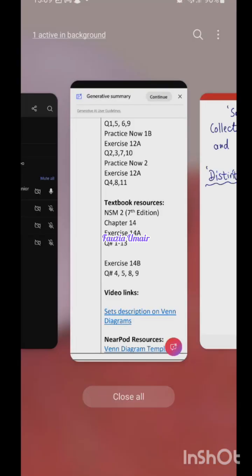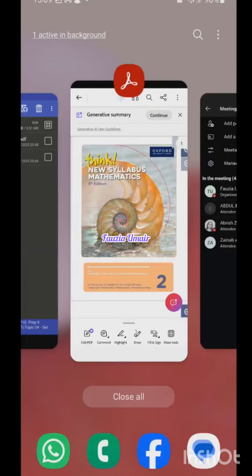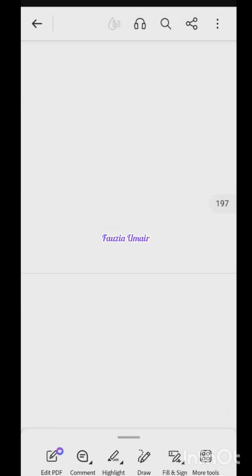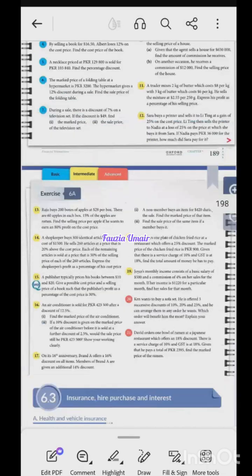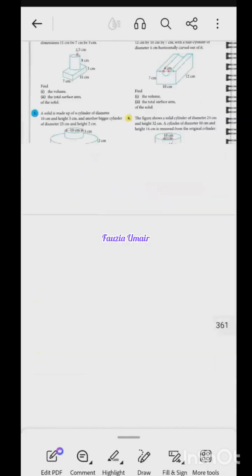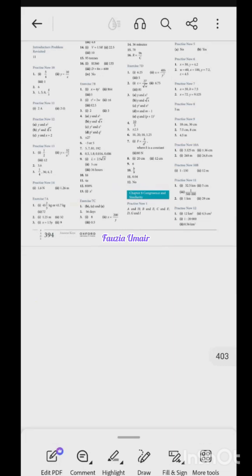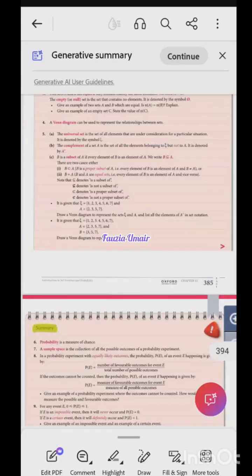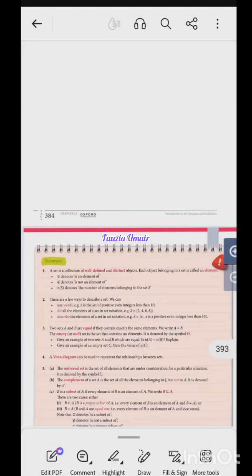Let me confirm the second word. I have opened NCERT Maths 2. Let me just take the second word. It should not be unique. It should be something else. Just give me a minute. So, the 12th chapter. It's the last chapter of the book. Chapter 12. Well defined, sorry.